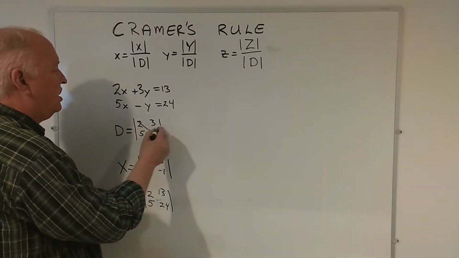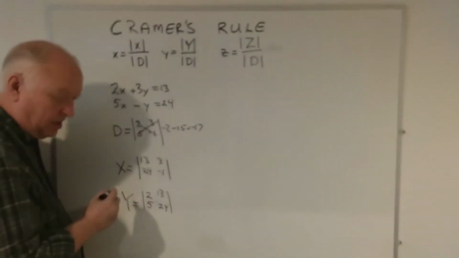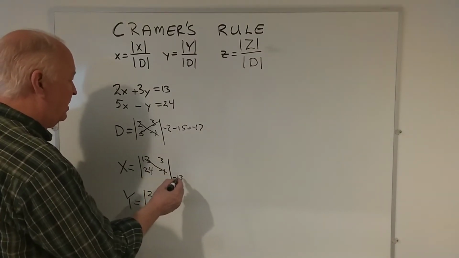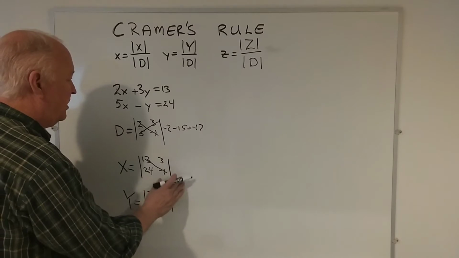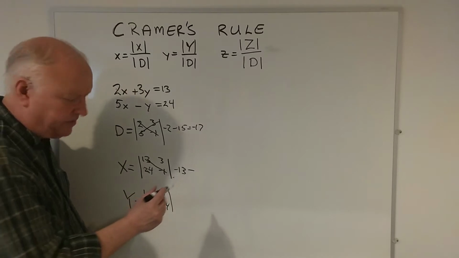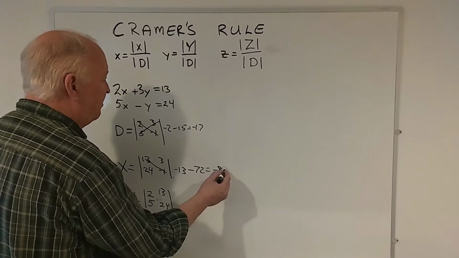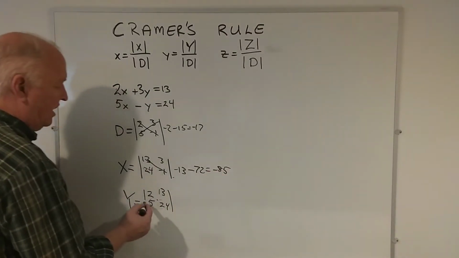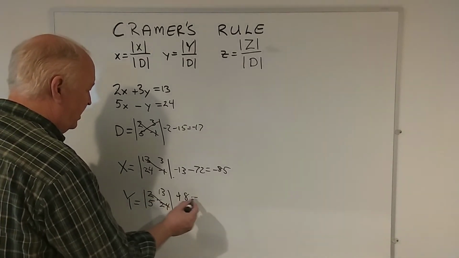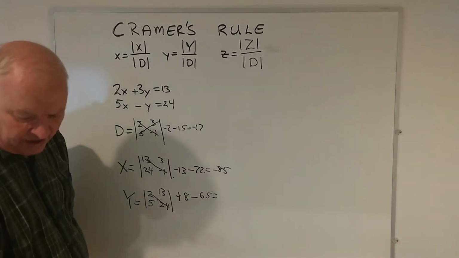This is -2 minus 15, which is -17. This is -13 minus 72, which is -85. And this is 48 minus 65, which is -17.